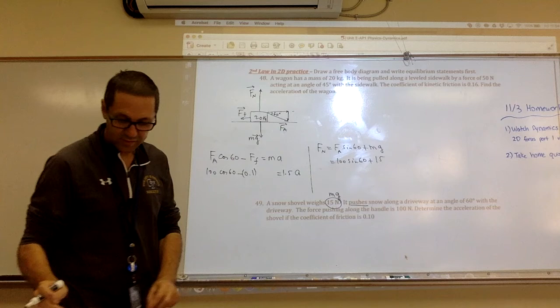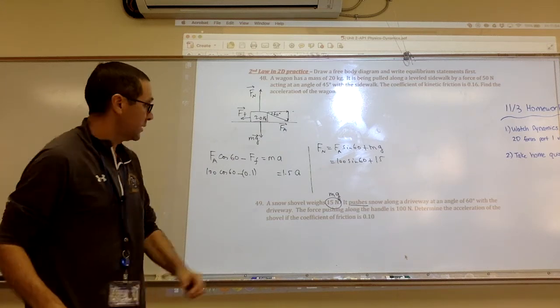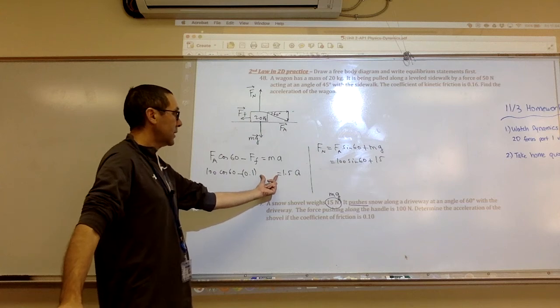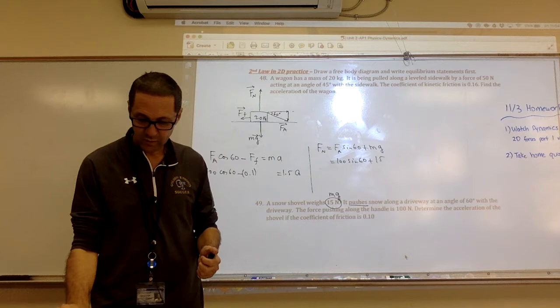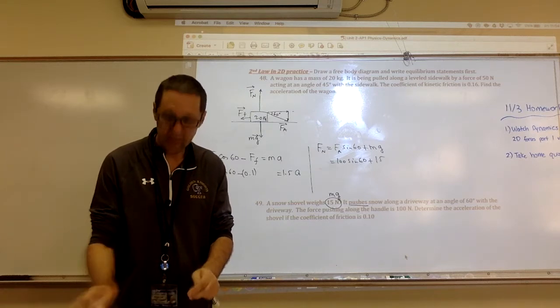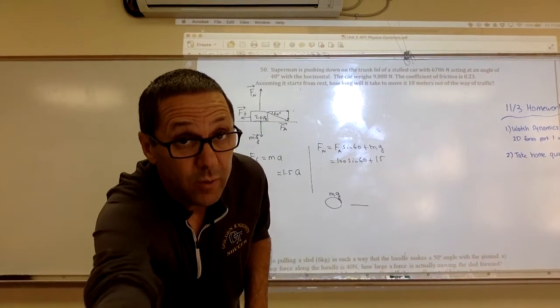Now once you get your Fn, which is 101.60, you put that in here, okay? And then you can do the math and solve for the acceleration. It should be 26.56. All right, next page. We're at number 50.